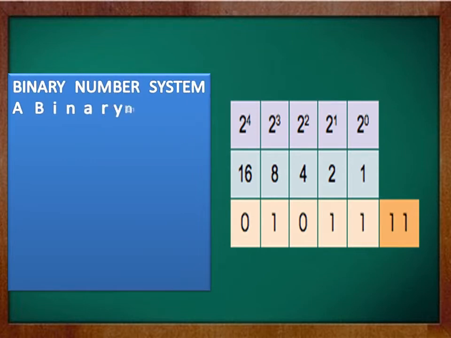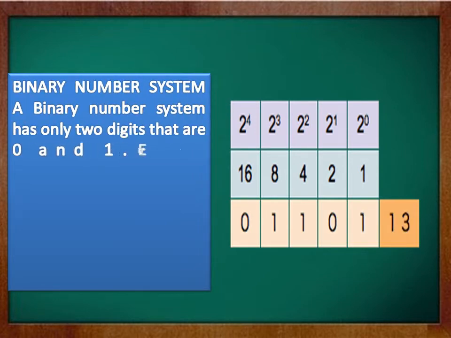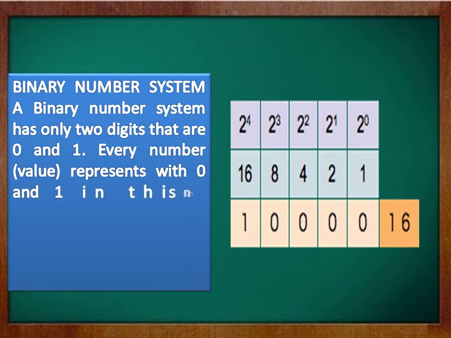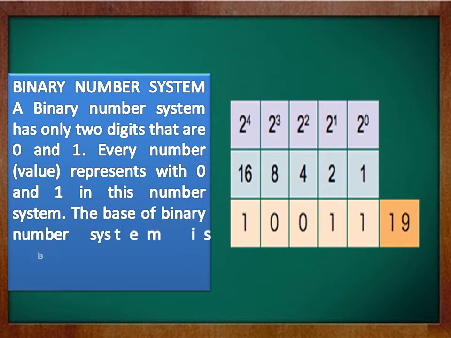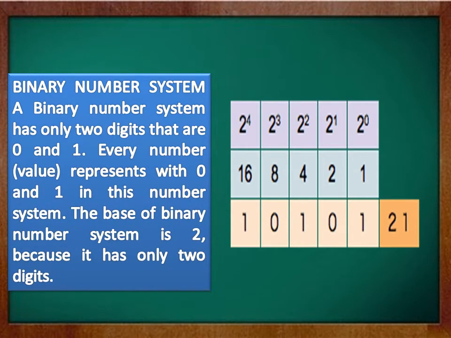Binary number system. A binary number system has only 2 digits that are 0 and 1. Every number value is represented with 0 and 1 in this number system. The base of binary number system is 2, because it has only 2 digits.